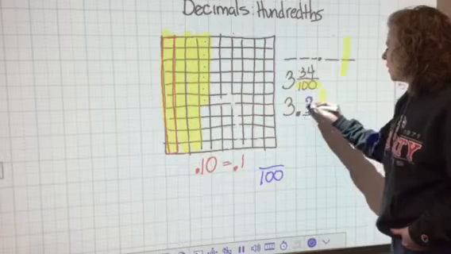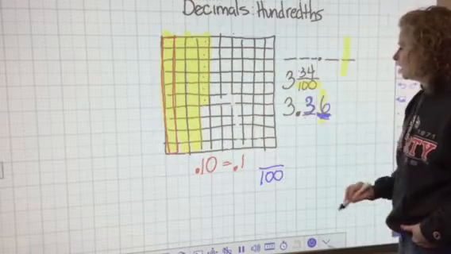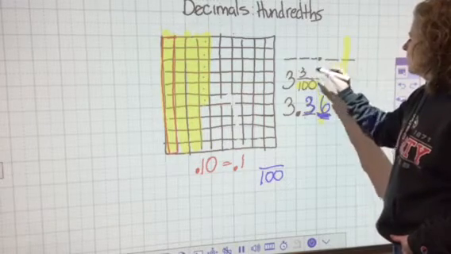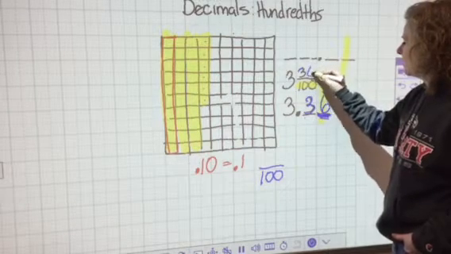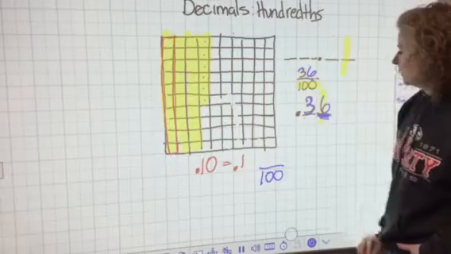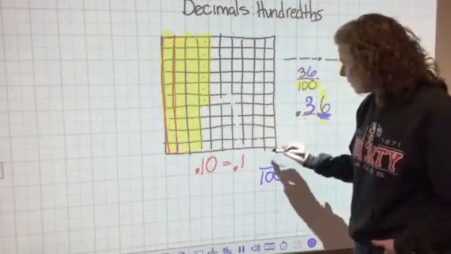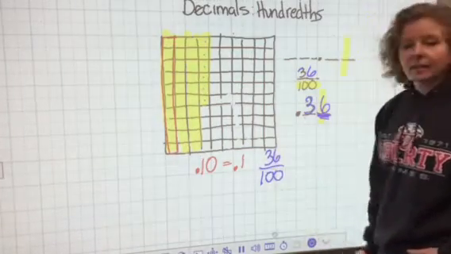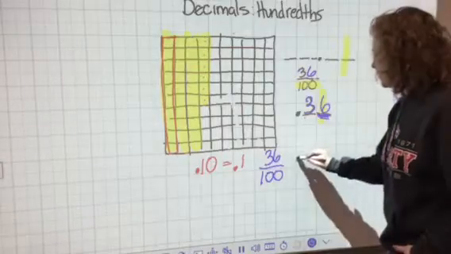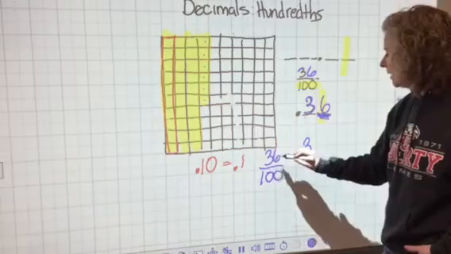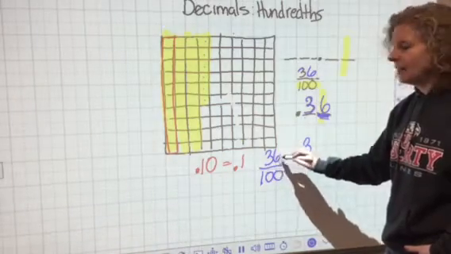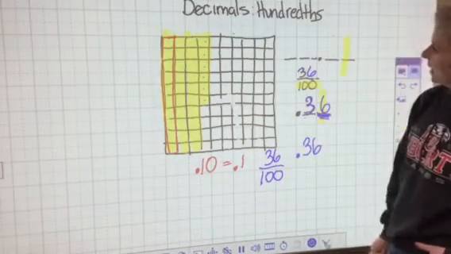So we have 36. Our fraction would be 36. Now we don't have 3 whole things here. So if I were going to write a fraction for this, I would write 36 hundredths. If I were going to put it in decimal form, I put a 3 in the tenths place and a 6 in the hundredths place.